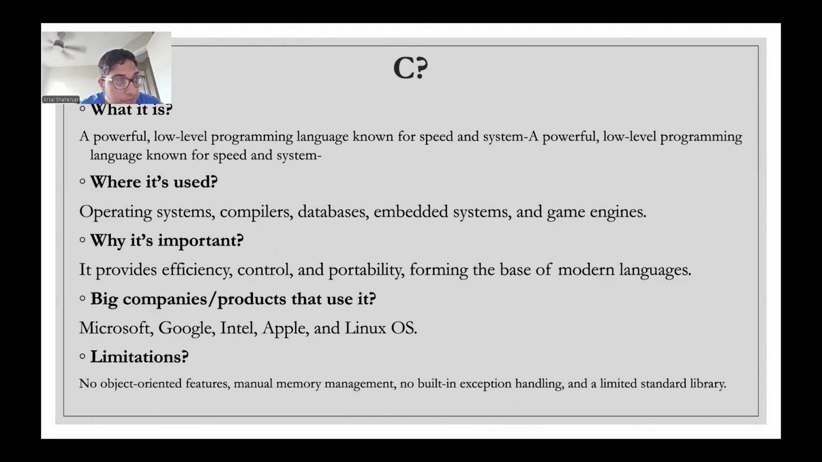Where is C used? Operating systems, compilers, databases, embedded systems, and game engines. Why is it important? It provides efficiency, control, and portability, forming the base of modern languages. Big companies/products that use it: Microsoft, Google, Intel, Apple, and Linux OS.